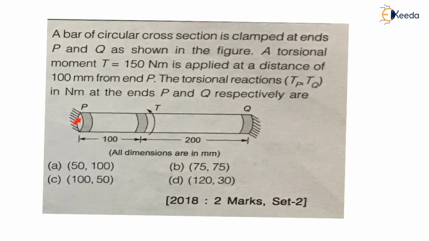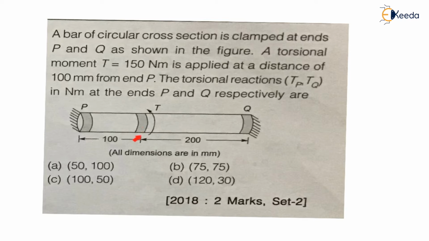Clamped means fixed. The bar or shaft is fixed at both ends P as well as Q as shown in the figure. The torsional moment T is equal to 150 Newton meter, applied at a distance of 100 mm from P. The torsional reactions Tp and Tq in Newton meter at the ends P and Q are respectively.